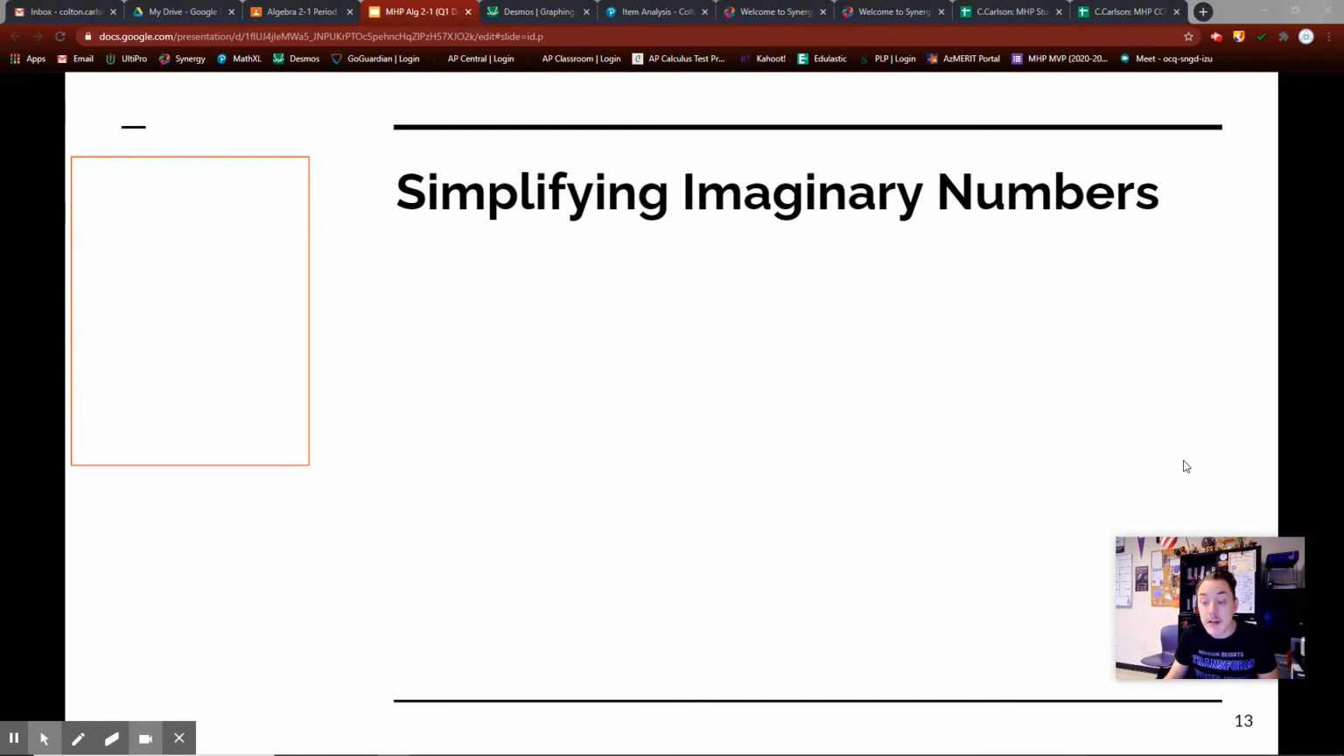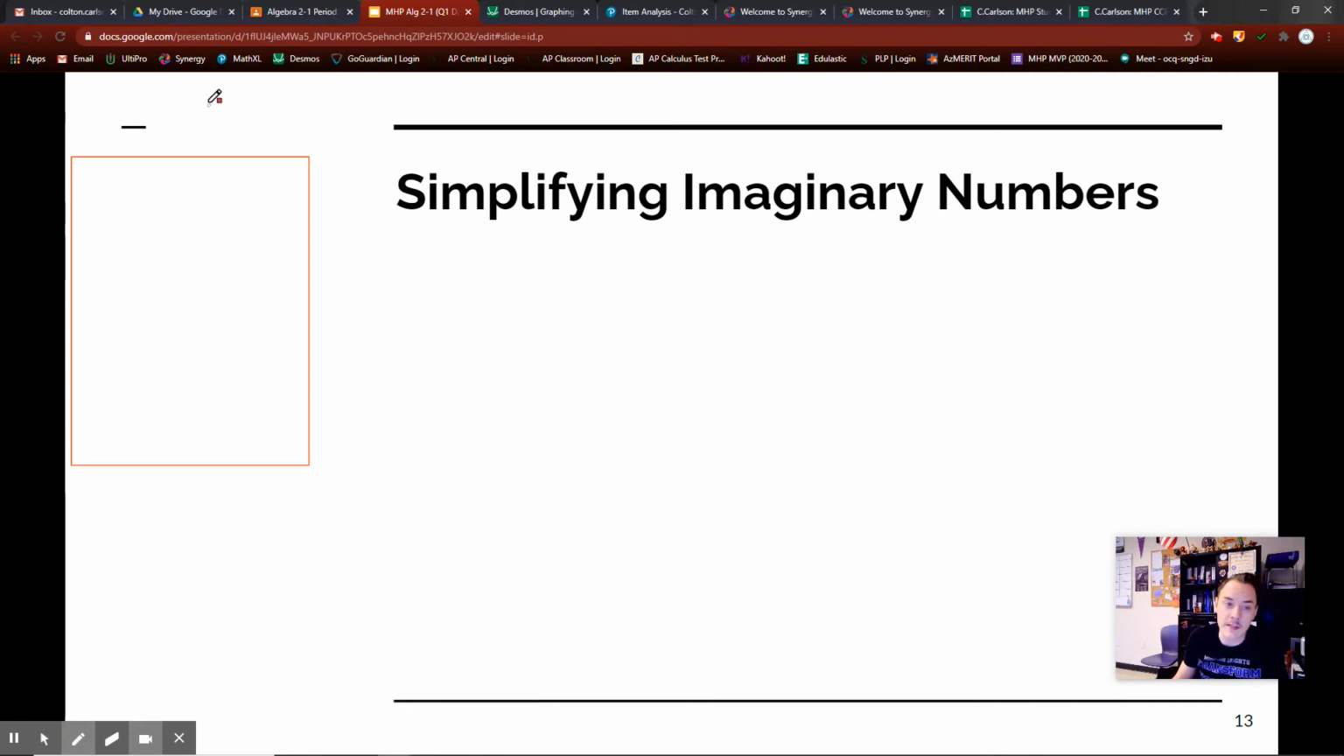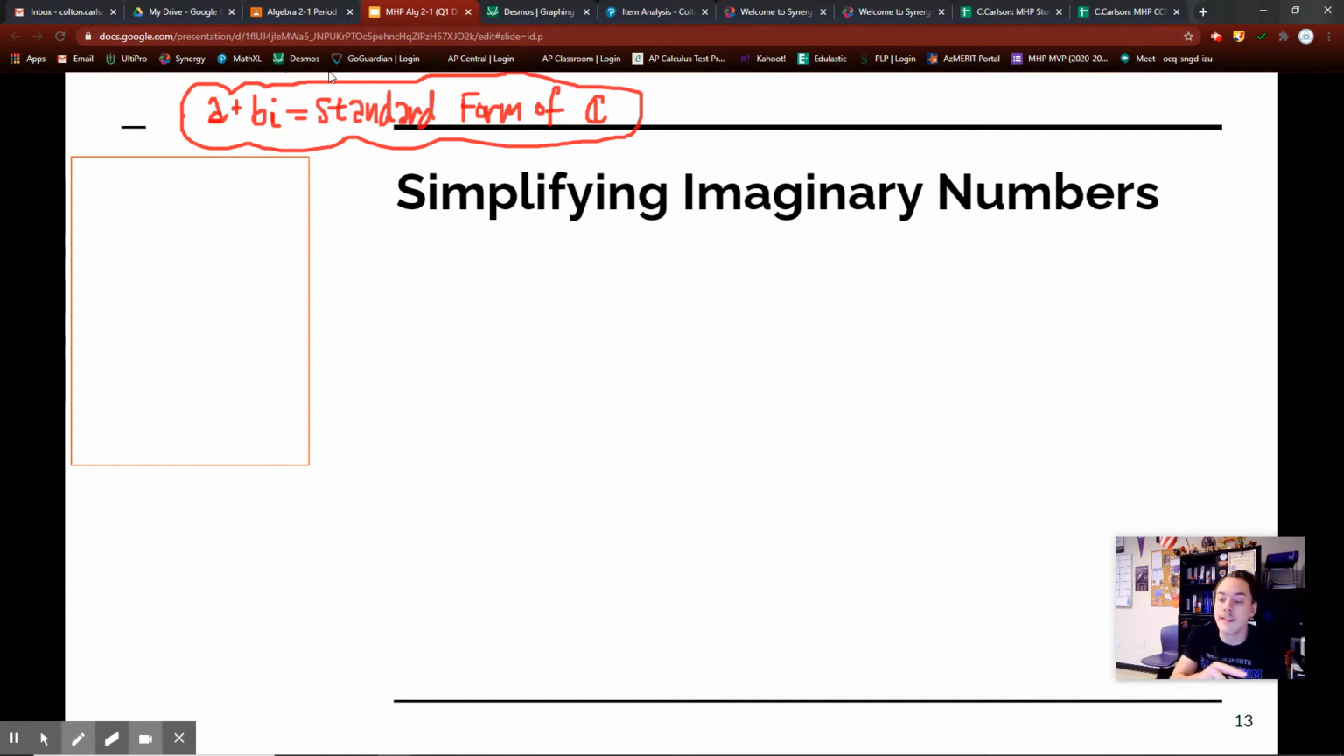I am going to be using the form that I just showed you, the a plus bi form. The reason why I'm going to be using that form is because the a plus bi is what we call the standard form of the complex number system. So I am going to be using this form. I'm going to deal a little bit more with it tomorrow in the next video.